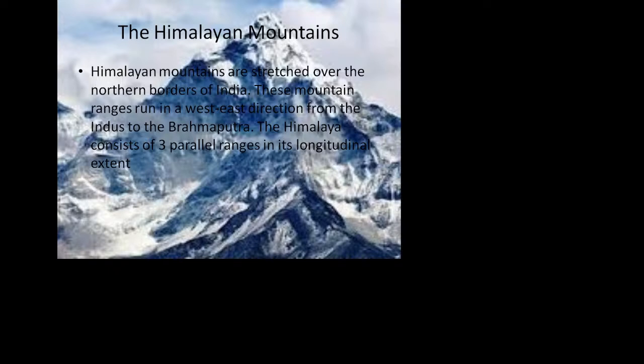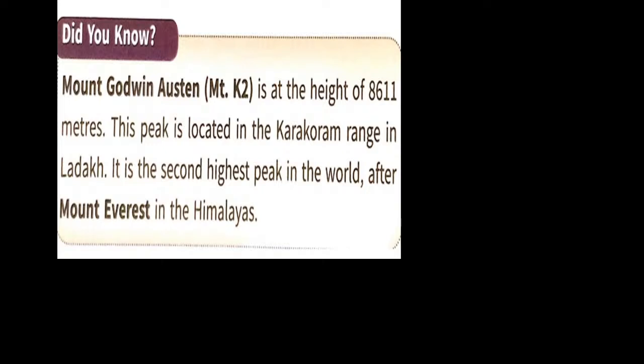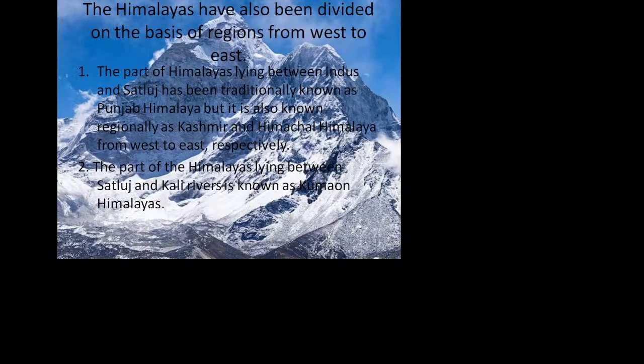Then comes, as you all know, Mount Godwin Austen or Mount K2, at a height of 8,611 meters. This peak is located in the Karakoram range in Ladakh. It is the second highest peak in the world after Mount Everest in the Himalayas. And as you know, the Himalayas have also been divided on the basis of regions from west to east.